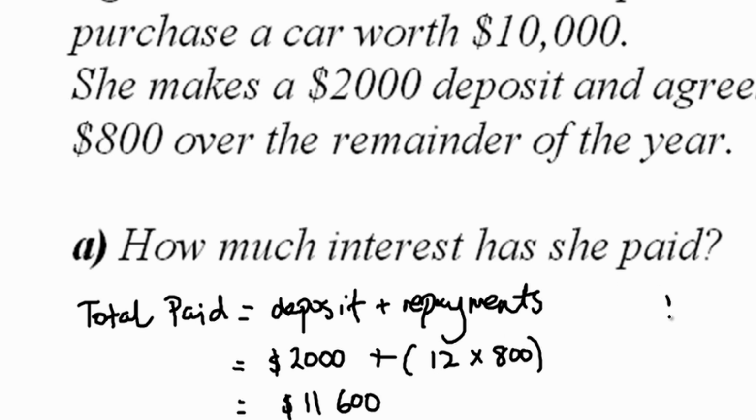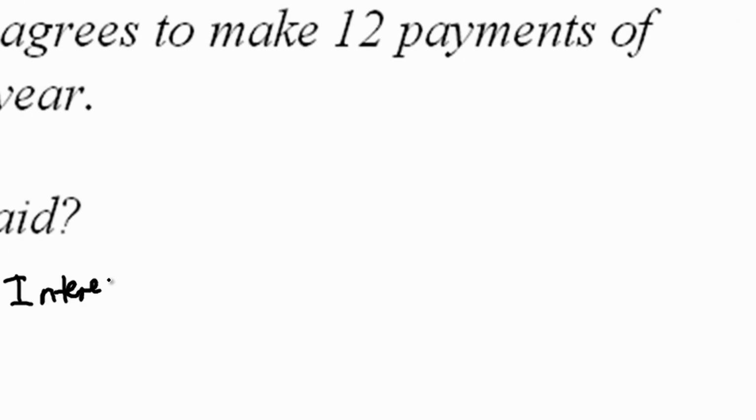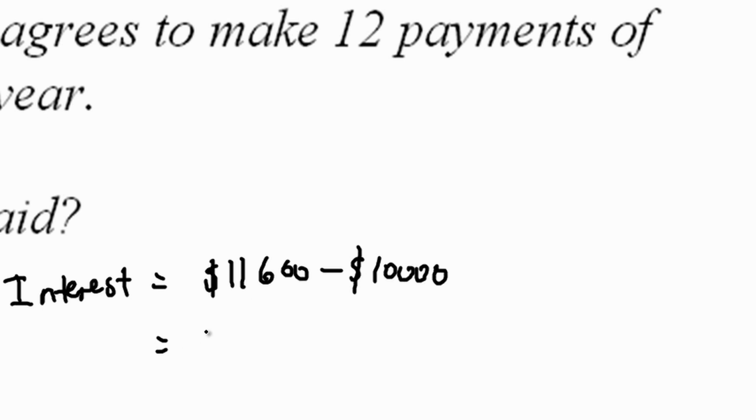It doesn't tell us how much interest she pays. If she was to go and buy the car out straight away, she'd only have paid $10,000. So we minus the two. So it's going to be $11,600 minus the $10,000 if she went and bought the car straight out. So she ends up paying $1,600 in interest over the year.